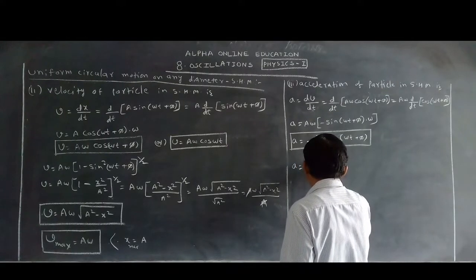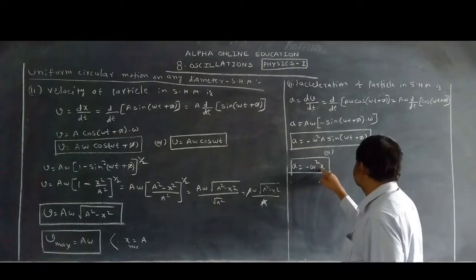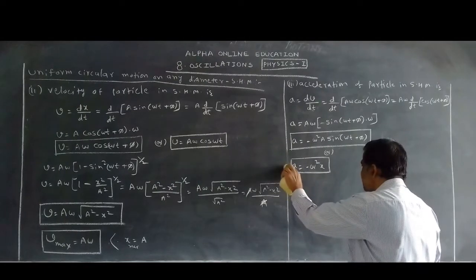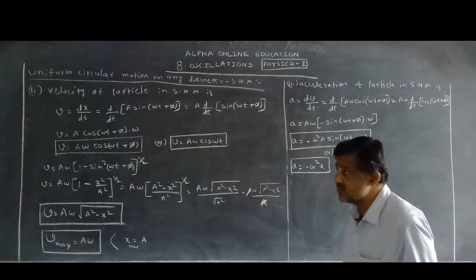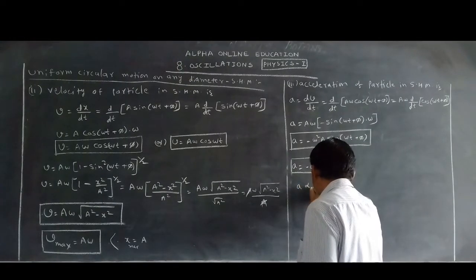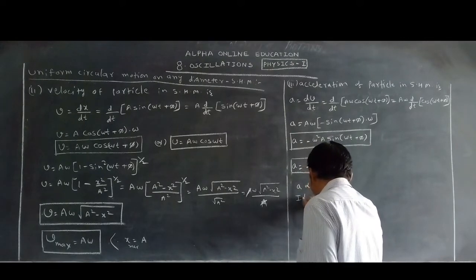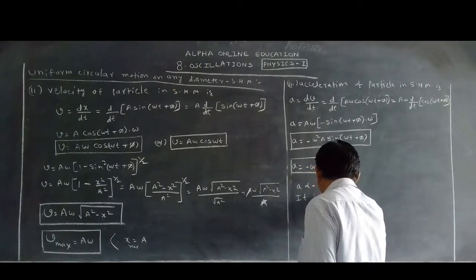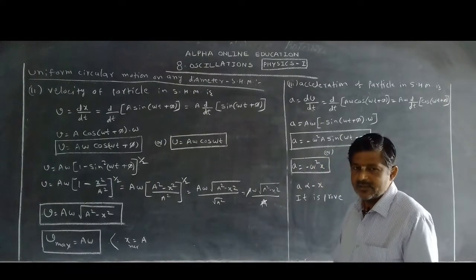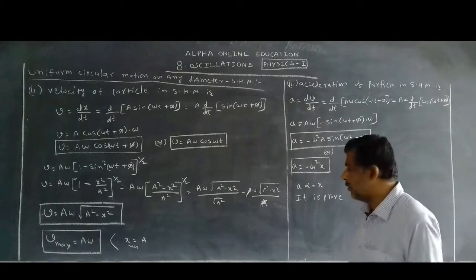Or a is equal to minus omega square x. Why? What is x? x is A sin omega t. What is omega? Angular velocity, but it is uniform. So what happened here? a is proportional to minus x. It is proved. What is proved? Acceleration is proportional to displacement and acts in the opposite direction.